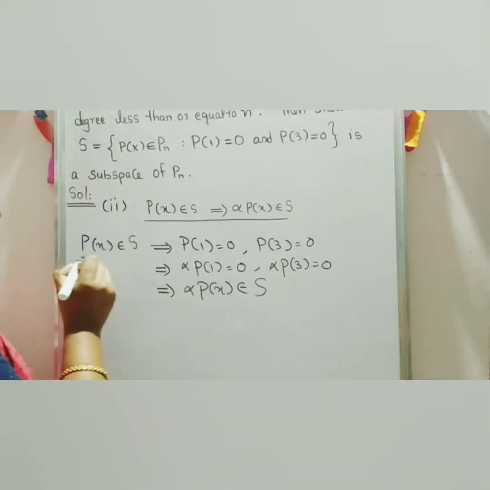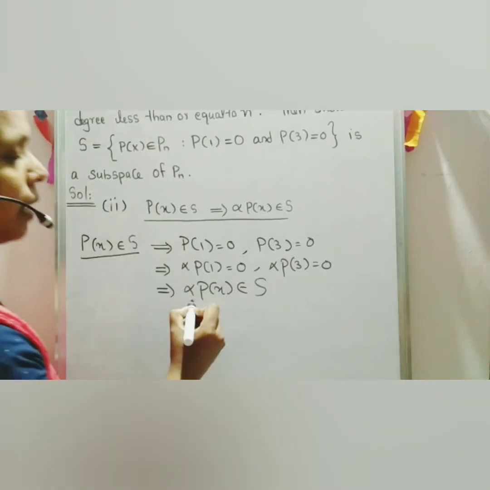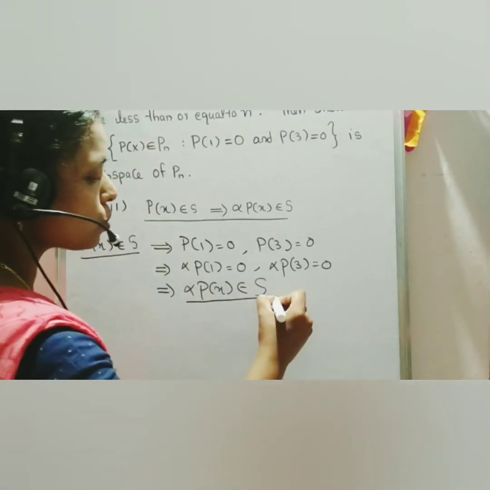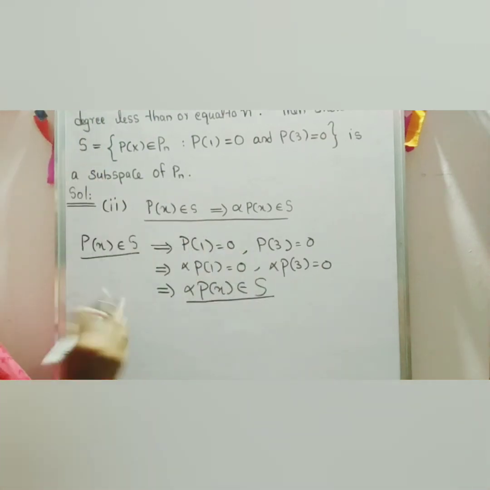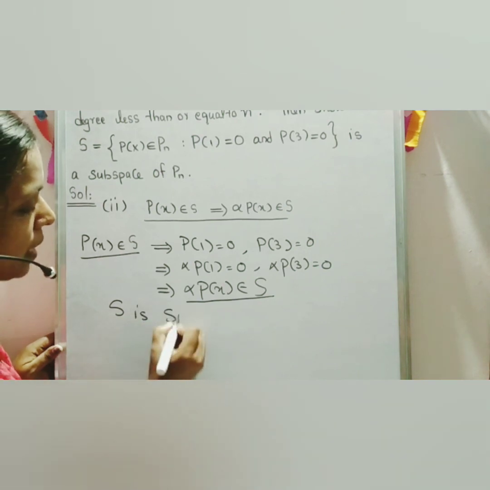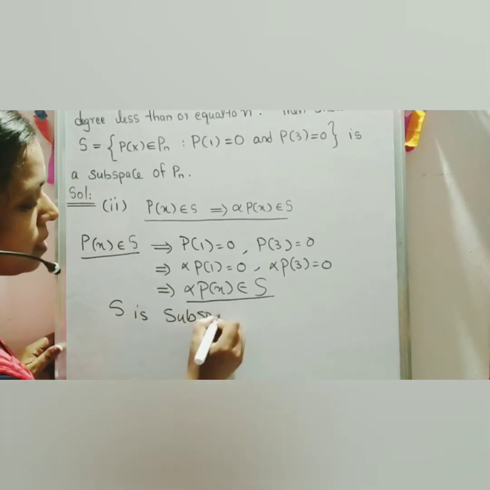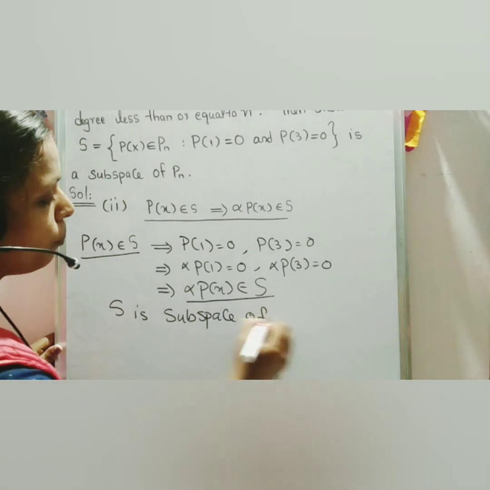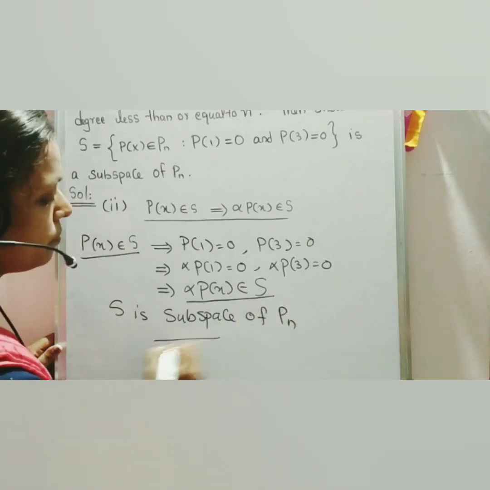Now we get P of x belongs to S implies alpha into P of x belongs to S. It satisfies the second condition. Then we say that the given set S is a subspace of Pn. Clear? Okay.